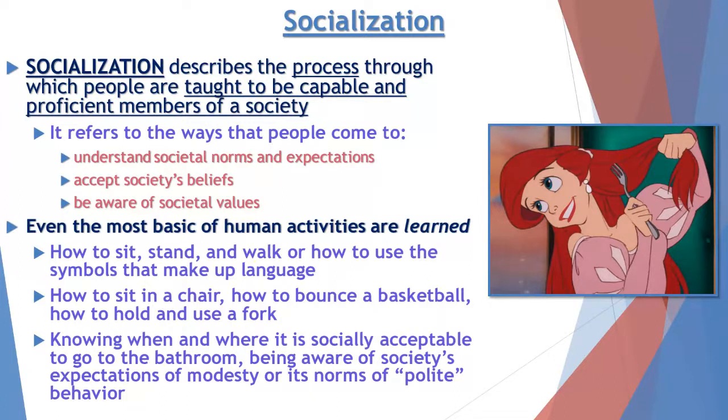And then knowing when and where it's socially acceptable to go to the bathroom, and other social expectations of modesty, and norms of polite behavior. Again, a lot of the stuff we talked about in Chapter 3 on culture, those are learned values, learned beliefs, learned behaviors.